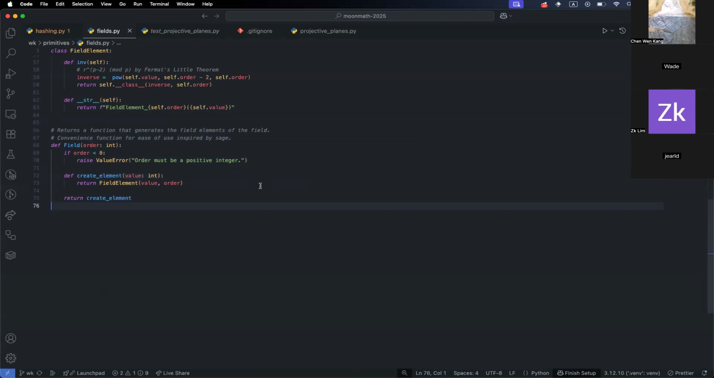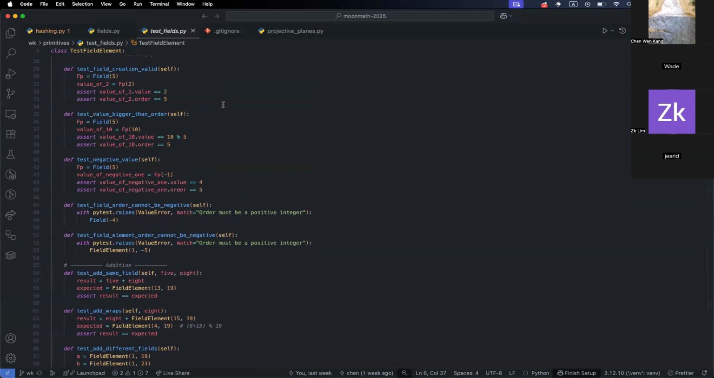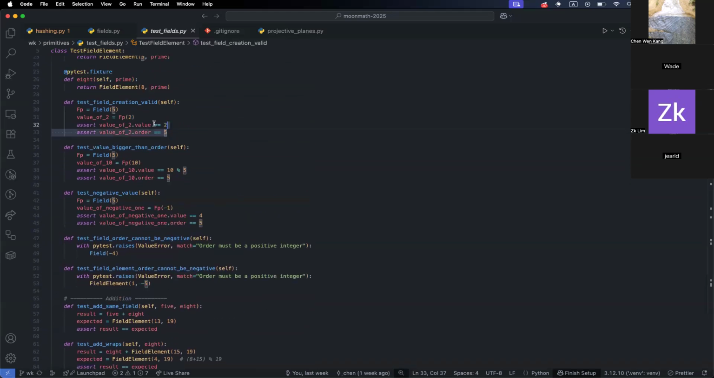Sage has this function of letting you define the field and then using the field to create. This is like a convenience function to do that. And I've written some tests for this. Yeah, you can just see how it's used, right?